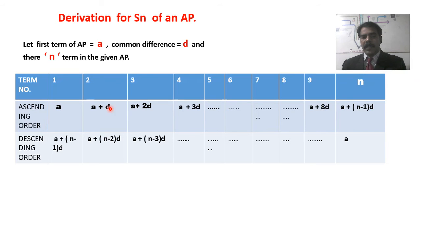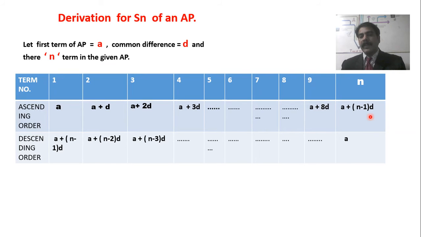If you go to the second term, you can see that only one D is there. For the third term, the number of D is increased by 1. For the fourth term, again the number of D is increased by 1. At step number 9, that is 9 minus 1 is 8, and then multiplied by D. Similarly, for the nth term, we can use the same logic, same idea, same concept. We will subtract 1 from n and write n minus 1 multiplied by D. So, that is the nth term of this AP in ascending order.